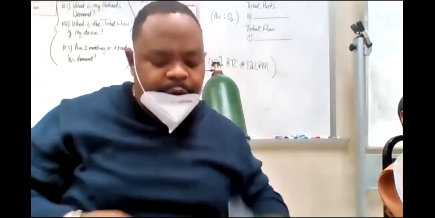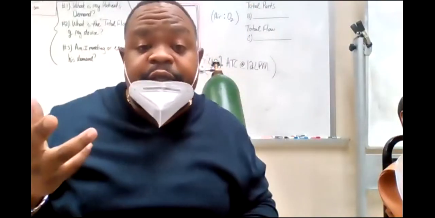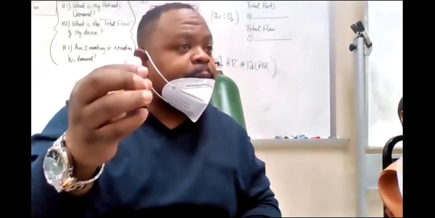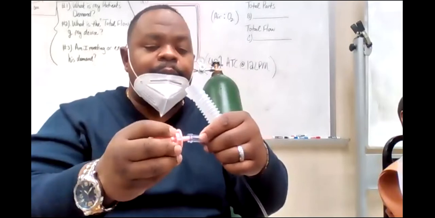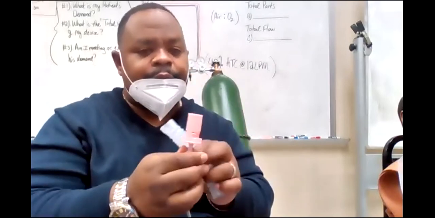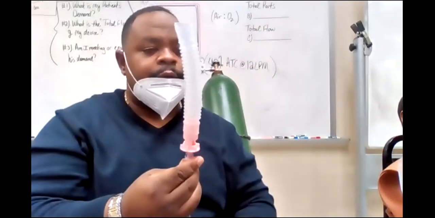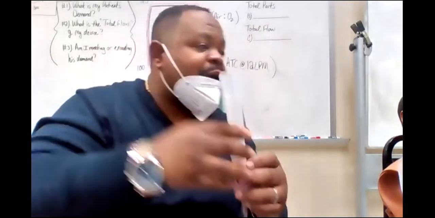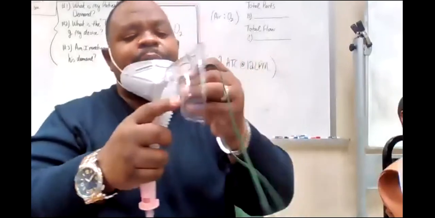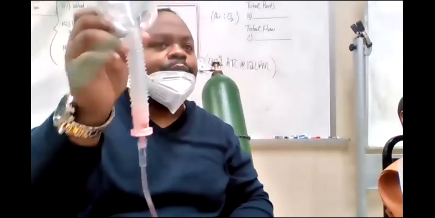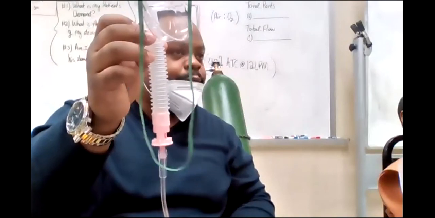See this? Just say I'm going to use a 40% Venturi, okay? I'm going to pick up the pink one, right? Because I know that's 40%. I'm going to hook up the oxygen there. I'm going to put the large bore tube in here. And then finally, my mask on top of here. This is a Venturi mask, very simple.